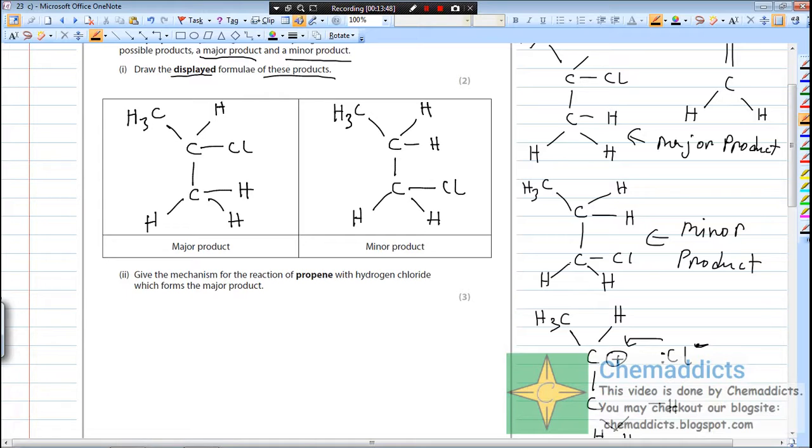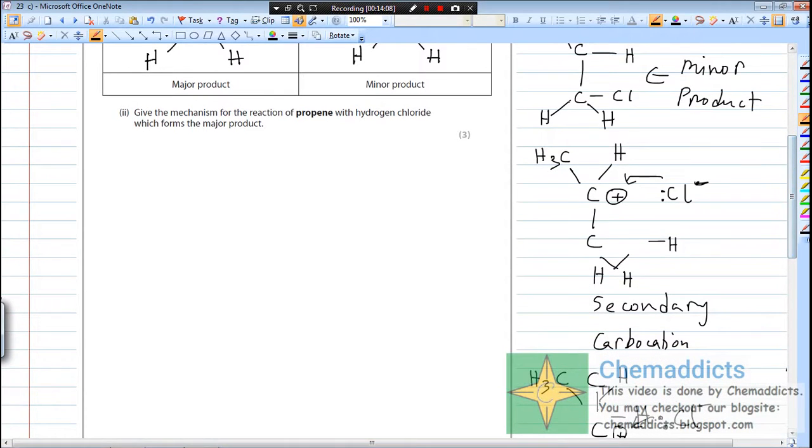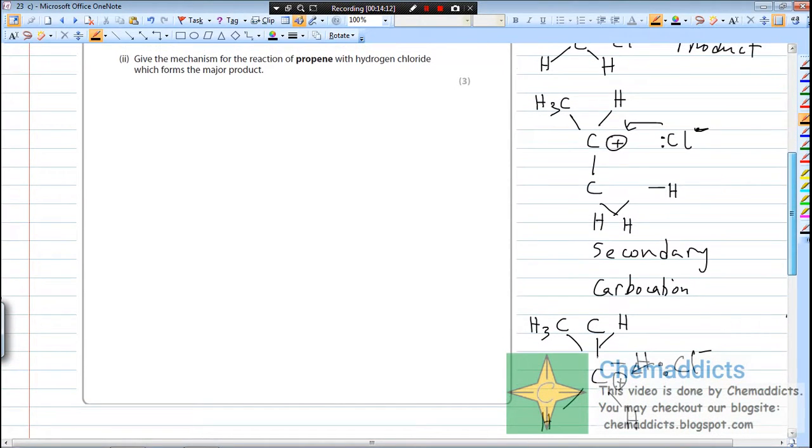Okay, so here we have learned one thing: the major product is formed from the secondary or 2 degree carbocation, and the minor product is formed from the 1 degree or primary carbocation. Okay, so this is how it goes. So now let us answer this question. Give the mechanism for the reaction of propene with hydrogen chloride, which forms the major product. So the major product should be like this.